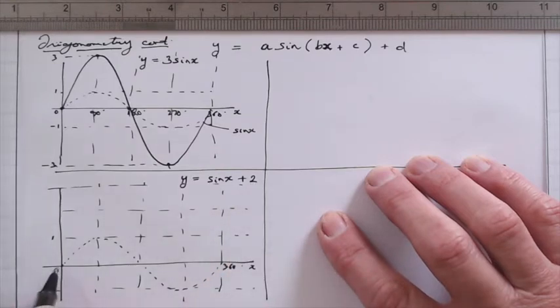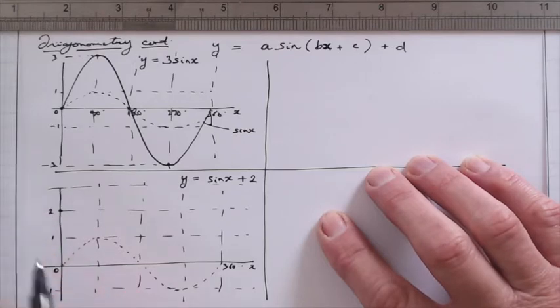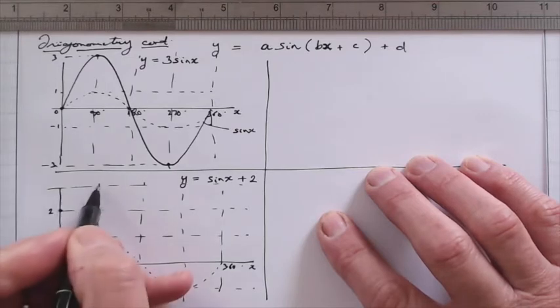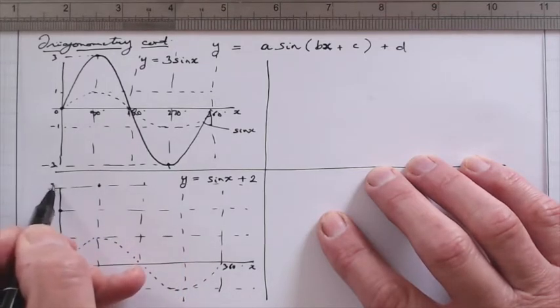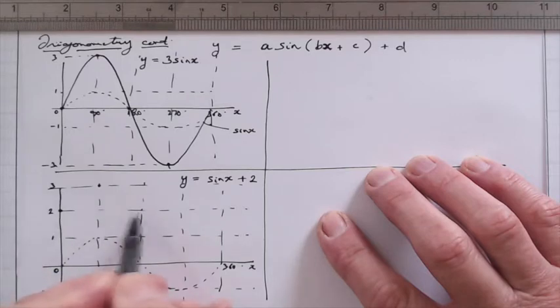So at the origin then, the value was 0. I have to add 2. So this graph is going to start at x equals 0 at a value of y which is equal to 2. As sine x goes up from 0 to 1, if I add 2 to that, you see I'm going to reach the value 3. Sine x comes back down to 0, so this will come back down to 2.